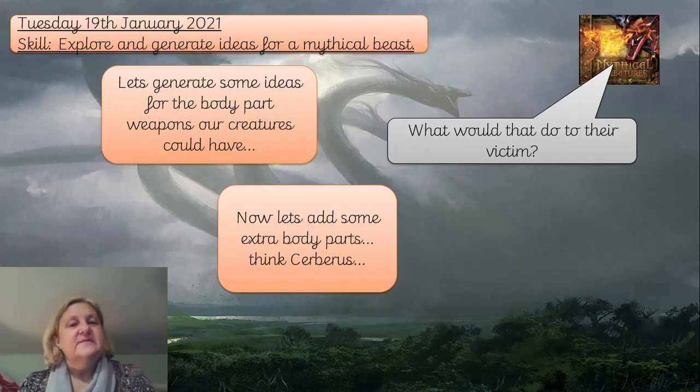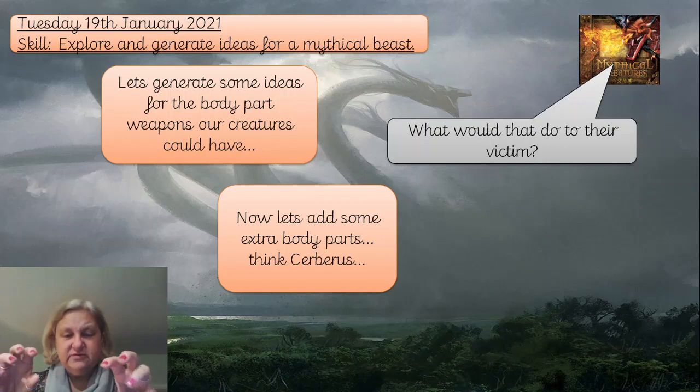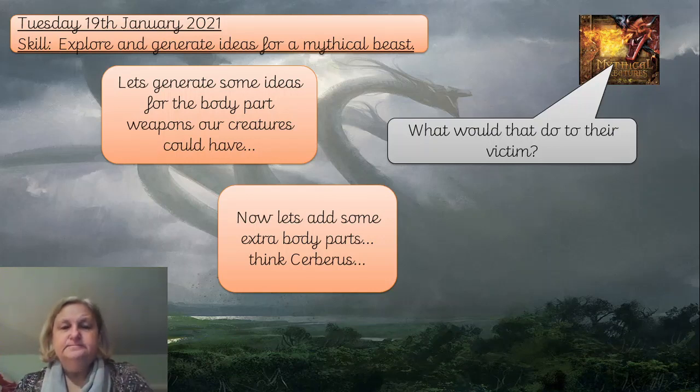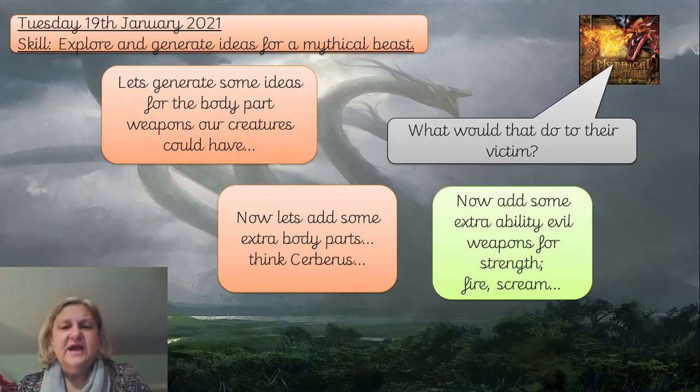Then we're going to add some extra body parts. So if you're thinking about a creature now, what I'd like you to do is you might want to just leave your notes for a little bit and then come down the page and then add some ideas. Do a little picture if you wanted to, but we are going to come to pictures as well. So you could add some extra body parts, so have multiple heads or lots of legs, or 2 tails or an extra set of teeth. Then you can add some extra ability evil weapons for strength.